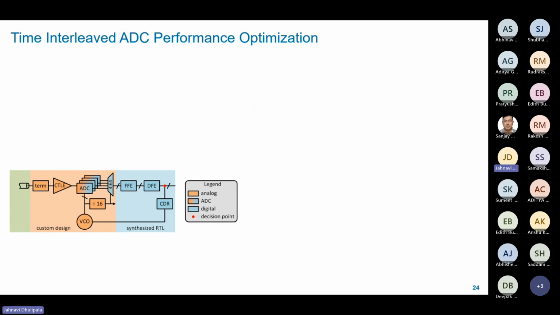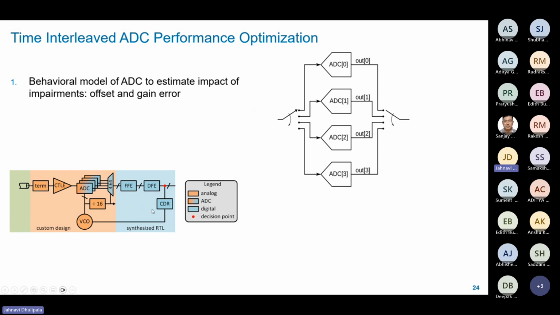First of all, we will start by developing a behavioral model of our ADC. You can see this is system-level modeling of an ADC, and we will use this behavioral model to estimate the impact of the impairments. In this case, we will focus on the offset and gain errors. This will be created using the MATLAB and Simulink environment.